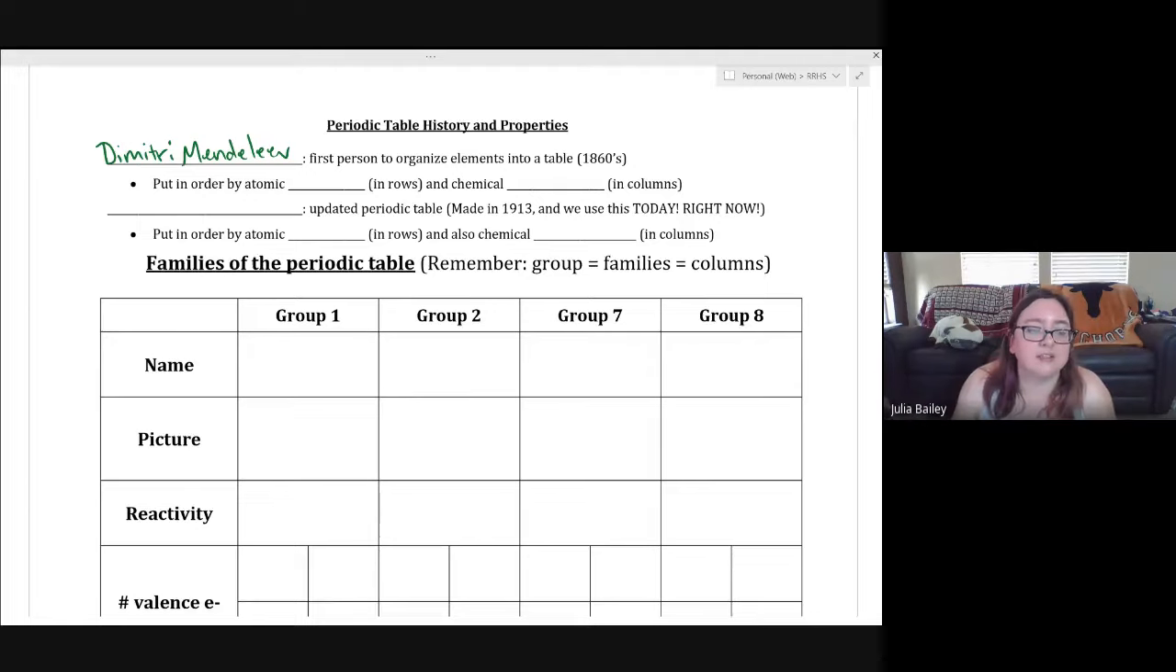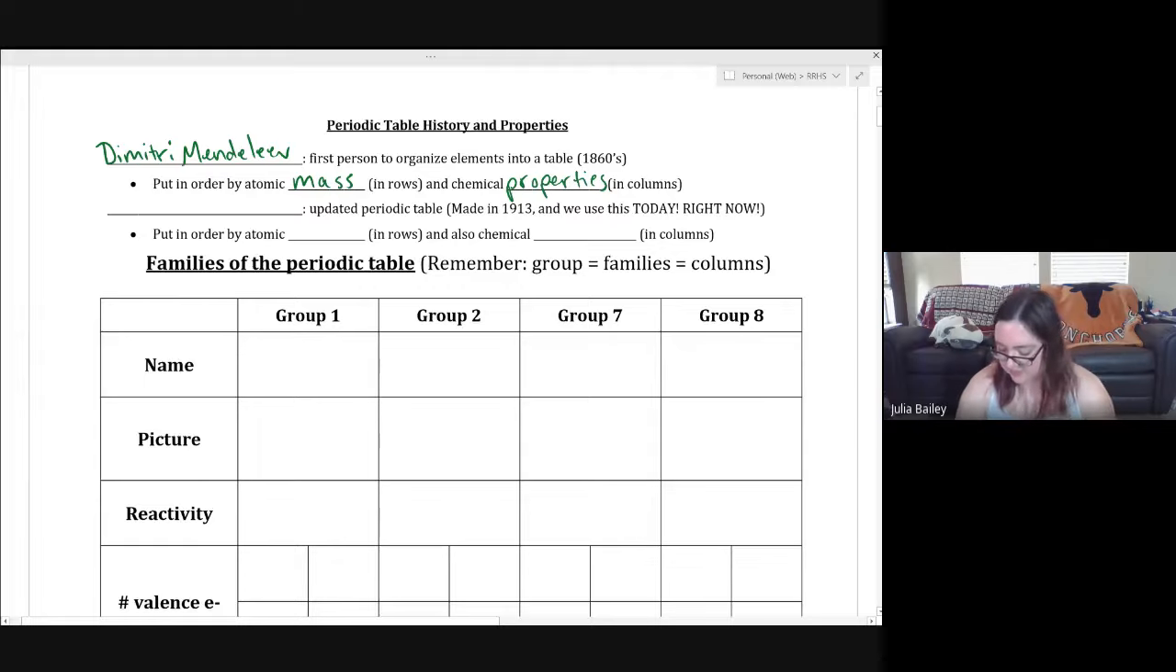There's a video that I like to show my classes, the first portion of, and I'll put that in the video description on YouTube, and then in synchronous time, I will probably just straight up show it to my classes. But it's a little bit of a primer on who Dmitry Mendeleev was and what he did. And it's also a cartoon, which is like double fun. But basically, he put the periodic table in order by atomic mass in rows and then chemical properties in columns.